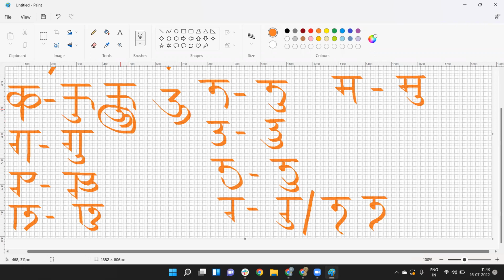So what we are writing as matra U is basically the lower part of the letter U. So this lower part is what we attach as matra to the letters. This is easy to remember it that way.